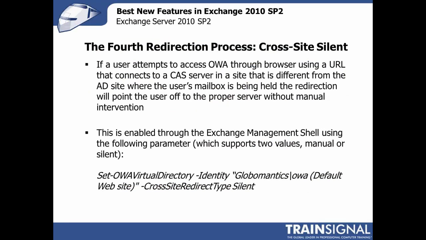So now there's a fourth redirection process, cross-site silent redirection. If a user attempts to access Outlook Web App through their browser using a URL that connects to a CAS server in a site that's different from the AD site where the mailbox is being held, the redirection will point the user off to the proper server without manual intervention. Again, is this light years ahead of what we had? No, but it does resolve something.